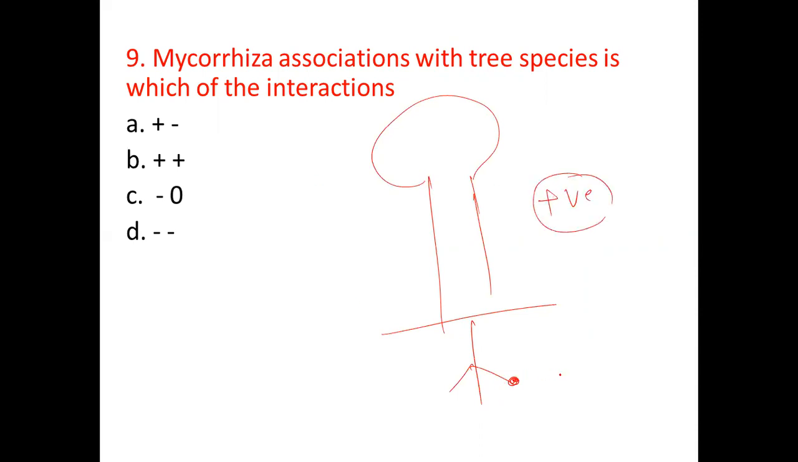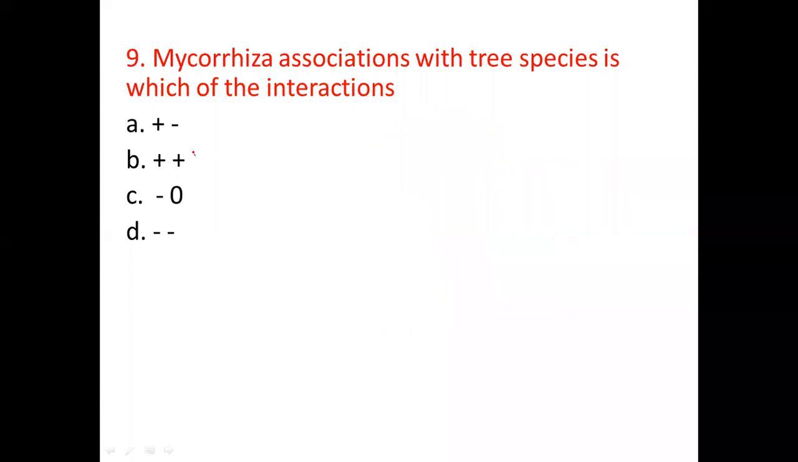This mycorrhiza helps to solubilize phosphorus. Please remember it's very, very important. So mycorrhiza helps with the solubilization of phosphorus, and in turn gets food from the tree, as well as shelter. So phosphorus comes from the mycorrhiza, and shelter and food from the tree. Both species get the benefit. That's what comes under symbiotic association, or you can also call it mutualistic association. Both species get the benefit, and that is listed under plus plus.